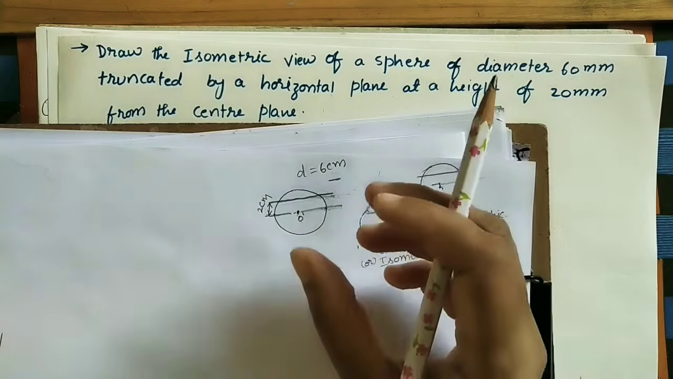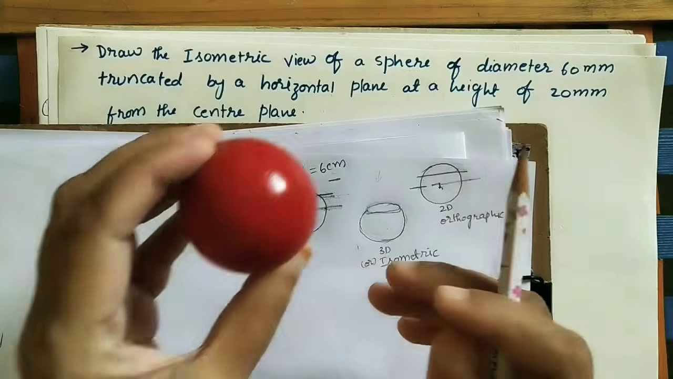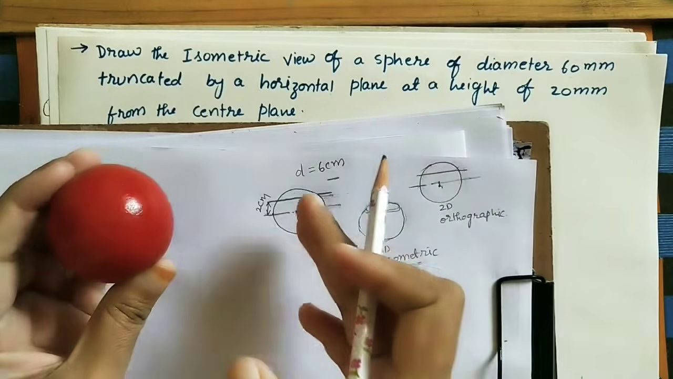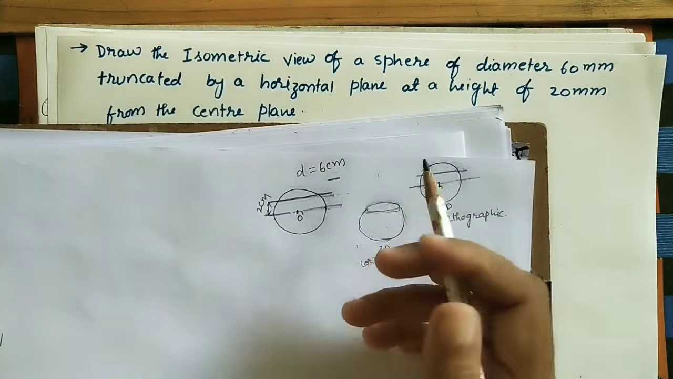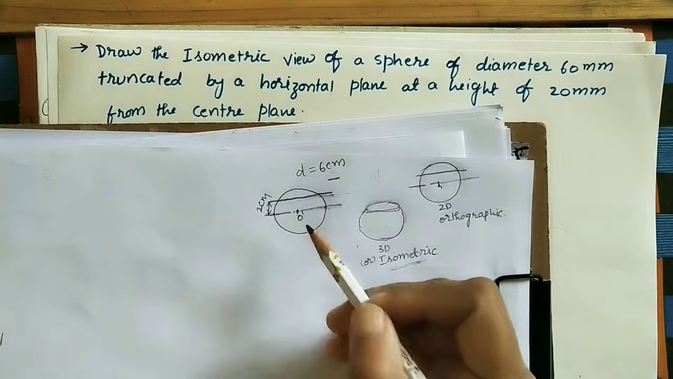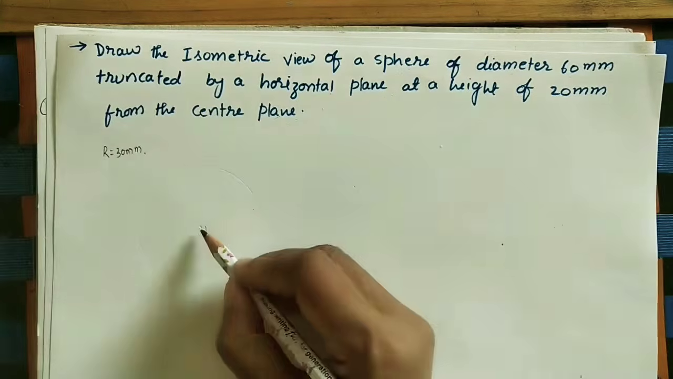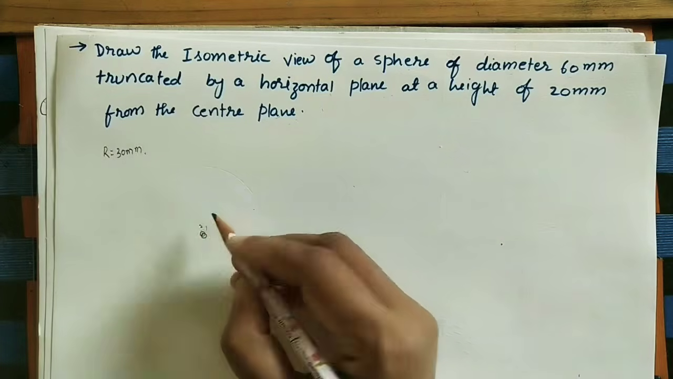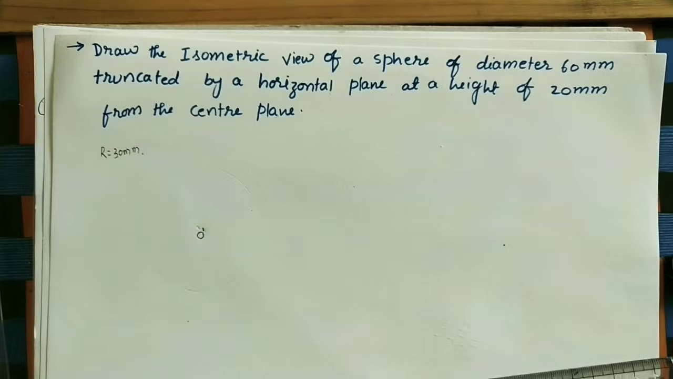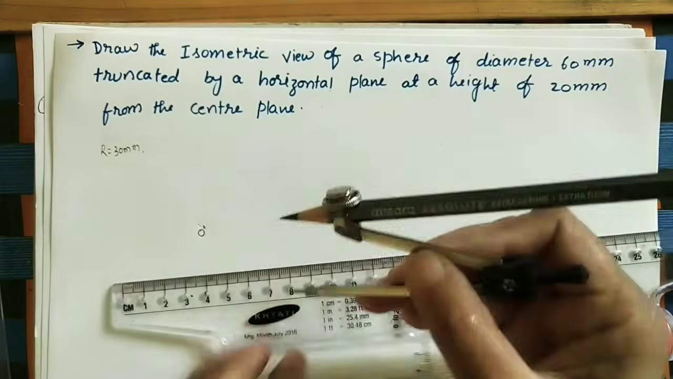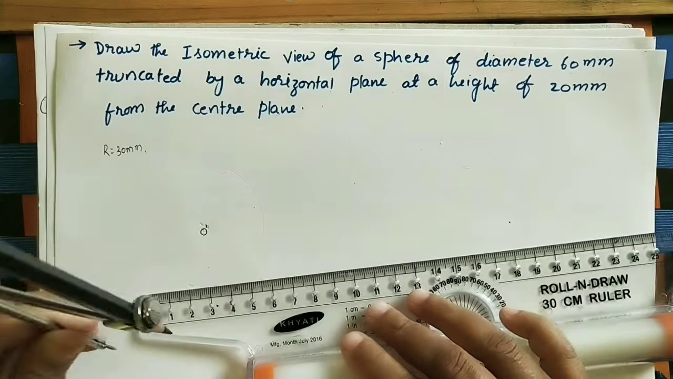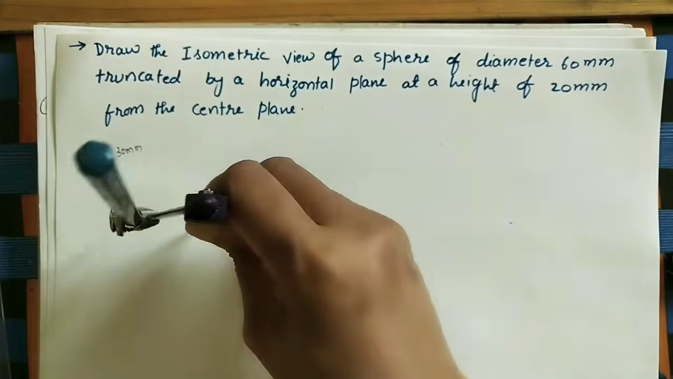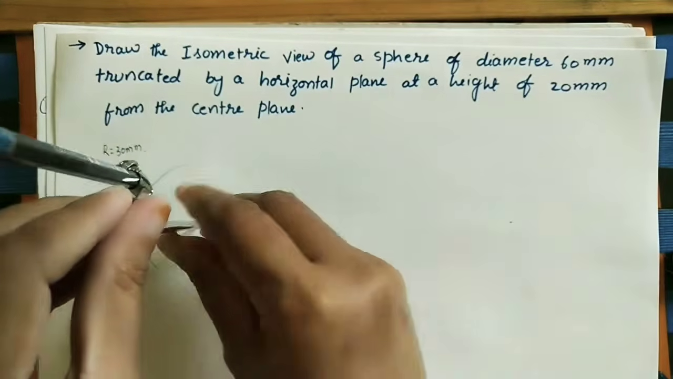We are taking the sphere from the front side. If you are taking the sphere from the front side, we are seeing this. So for front views we are marking O dash, A dash, B dash, like that. For the center I am giving O dash. Let us mark O dash here. Let's take O dash as center and radius is 3 centimeter. By using a compass, take 3 centimeter. Now with O dash as center, do one circle.